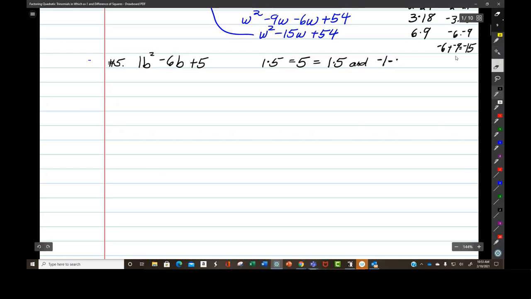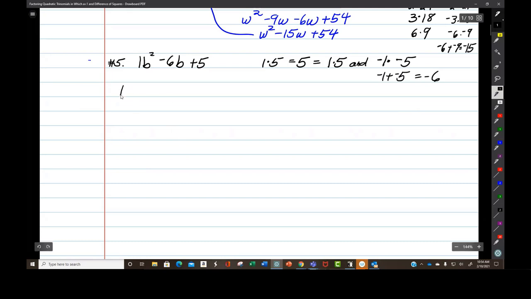Times. That's supposed to be a times. And then find one of those that adds together into negative 6. And it just so happens that negative 1 plus negative 5 equals negative 6. So negative 1 and negative 5 are going to be my choice of numbers.